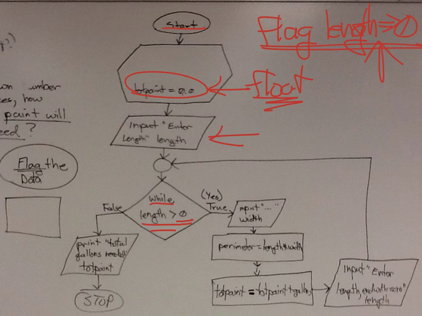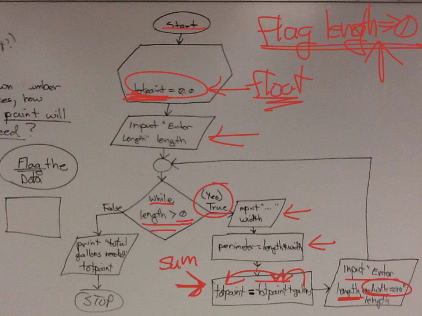We have a while statement. True, or yes. We're going to input the width, calculate the perimeter, total the paint. Here, if you notice, we've got a variable total paint. It was 0. We're going to take the gallons and add it to 0, and then store that over here. So every time we go by this box, it's going to add up the paint. We're going to get a sum of how much paint we need. Now we input just the length, and then we've got a message in here, end with 0.